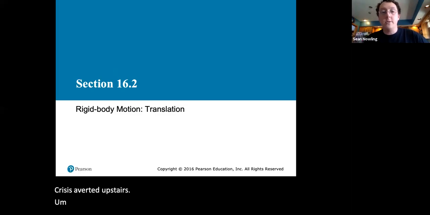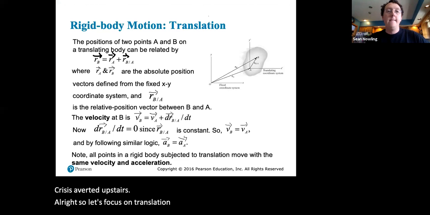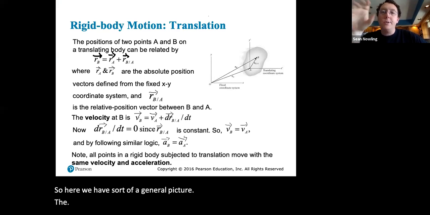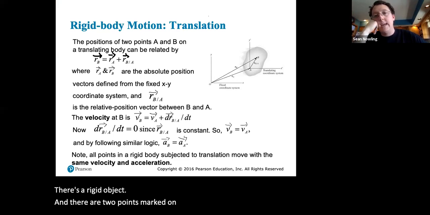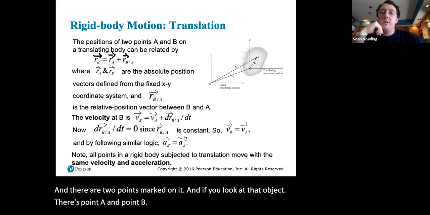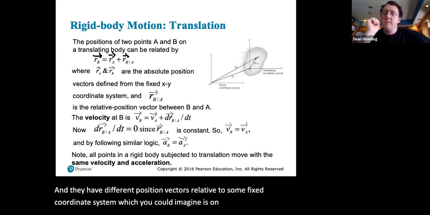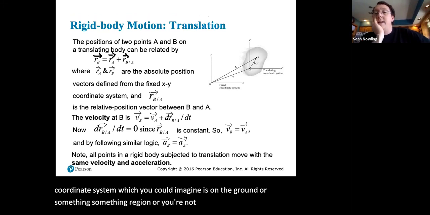All right, so let's focus on translational motion. Here we have a general picture. There's a rigid object, and there are two points marked on it, a point A and a point B, and they have different position vectors relative to some fixed coordinate system, which you could imagine is on the ground or something rigid, not moving.